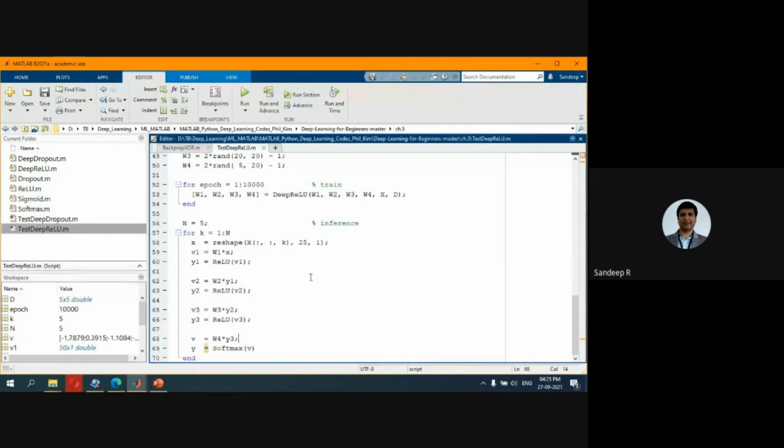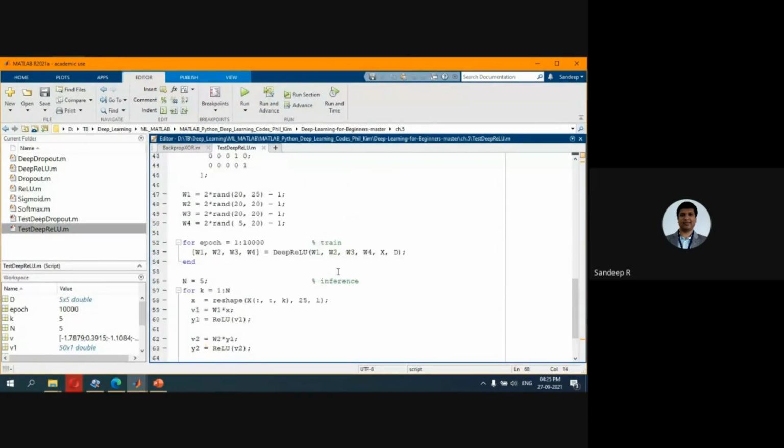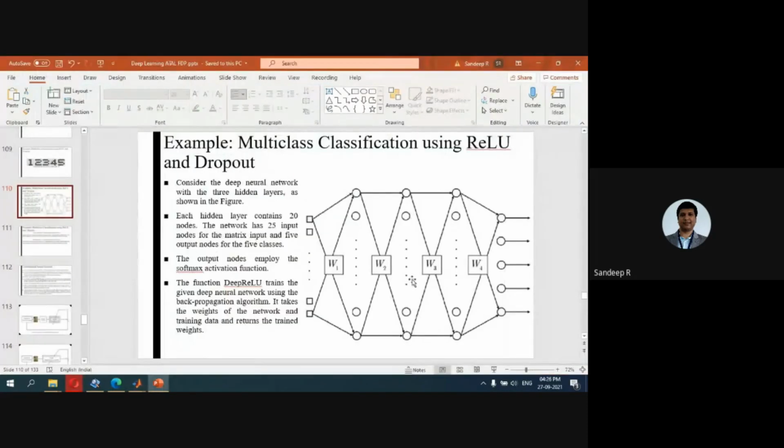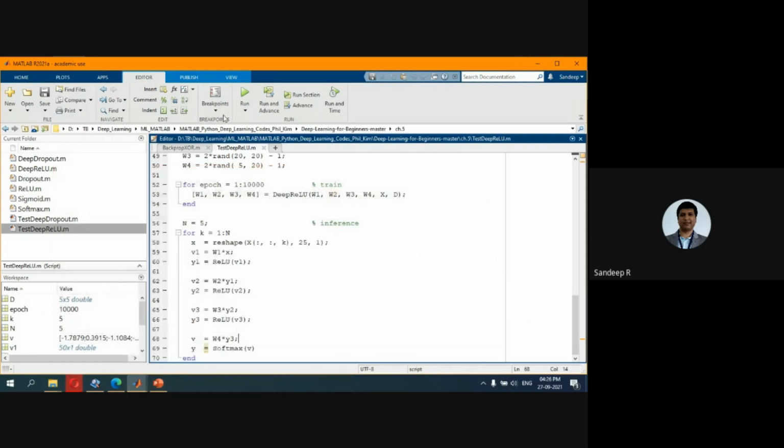So let's see how it performs for deep ReLU. We are trying to address the vanishing gradient problem. Why vanishing gradient? Because we'll have multiple hidden layers. That is why purposefully we have introduced different hidden layers: hidden layer 1, 2, 3. So let me run it and show you what we have inside this deep ReLU.